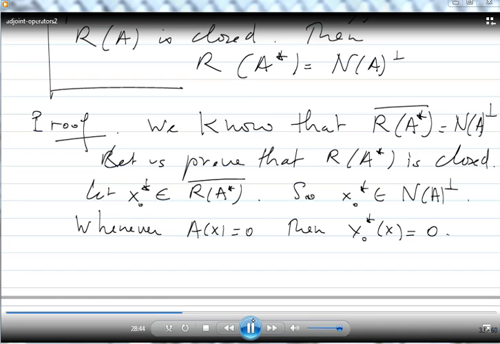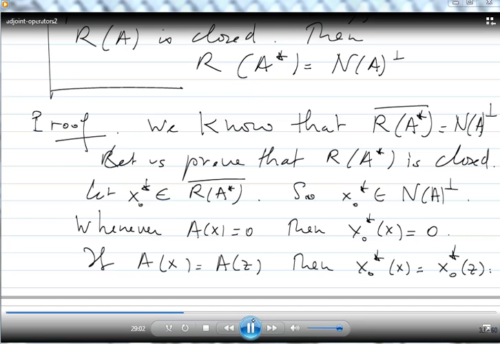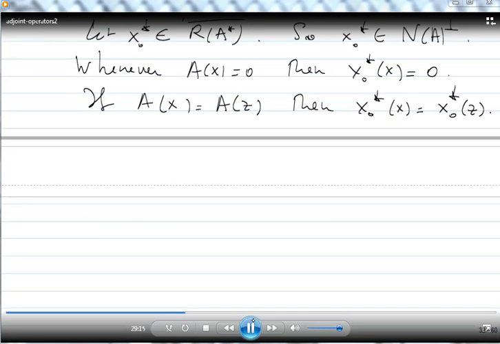Very interesting. Okay? Wonderful. In particular, if A of x equals A of z, then x0 star of x is equal to x0 star of z. Why? Because x minus z will be in the null space of A, and therefore x0 star of x minus z will be equal to 0, and that gives us what we want.